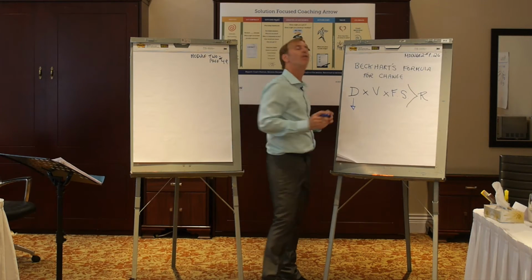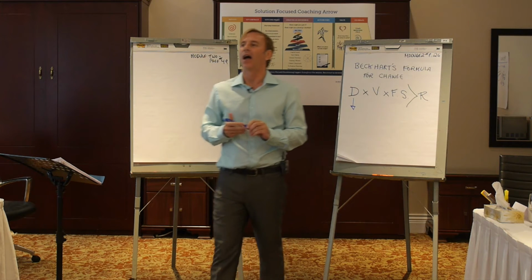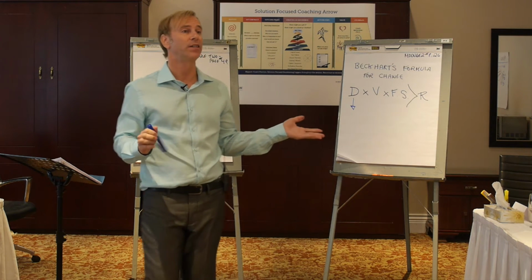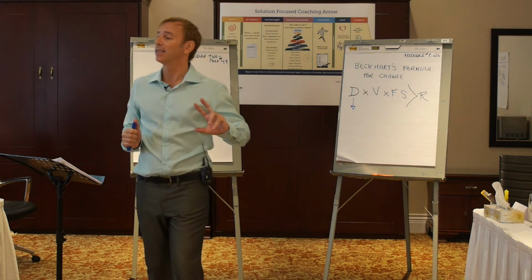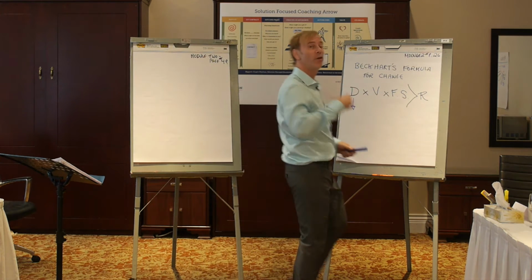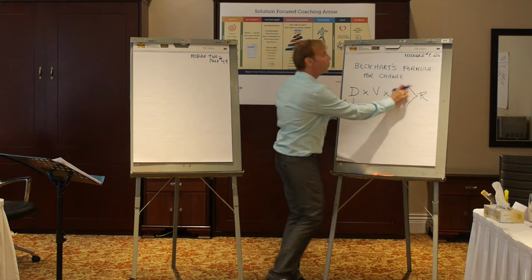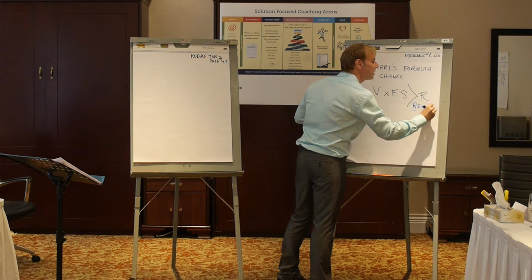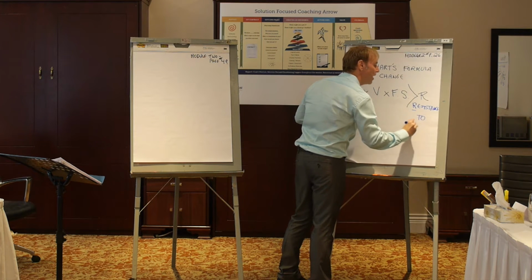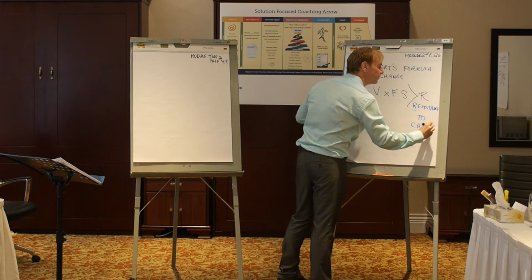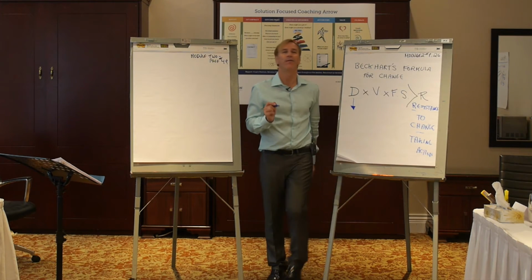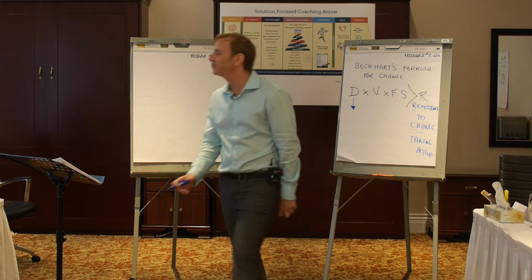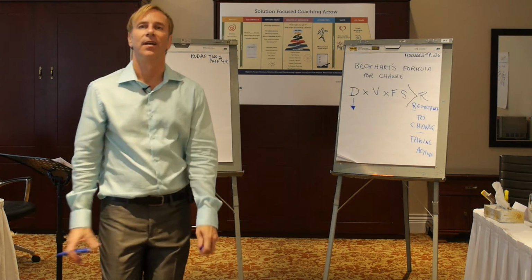So this is the formula, according to Beckhard, that needs to be in place for either a person or an organization, a company, to overcome resistance. That's what the R stands for. Resistance to change or taking action. So the first part of this equation is the letter D.